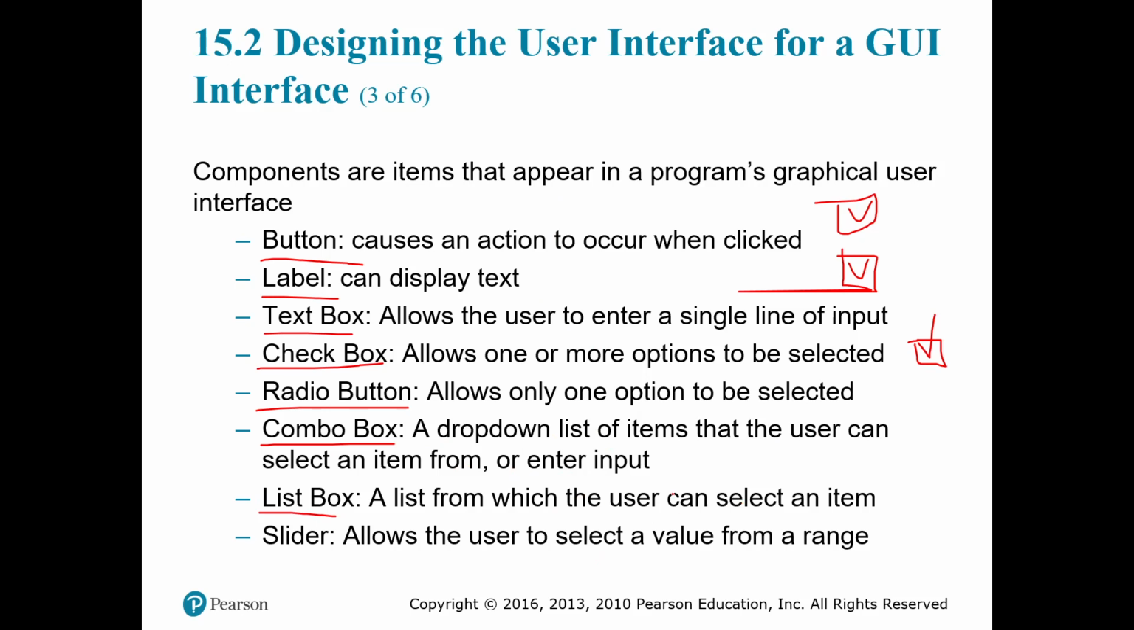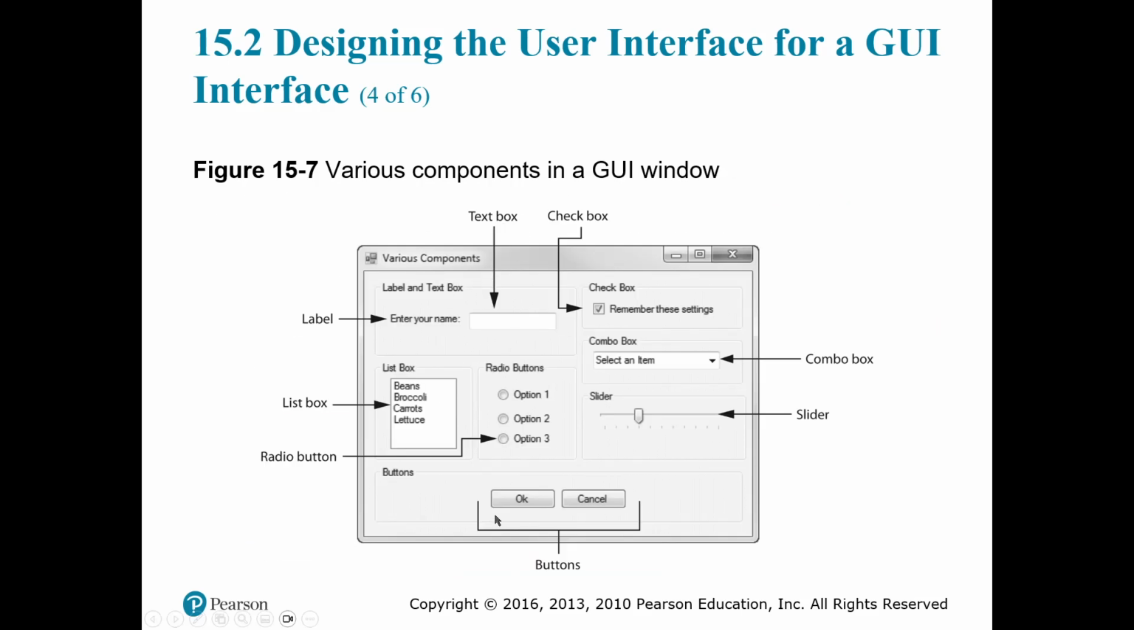A user can select an item from the list, and with a slider, it will just let your user drag that slider along to select a value from some sort of range. So it would probably look something like this, and a slider right there, and whenever you click, it will just move one way or another.